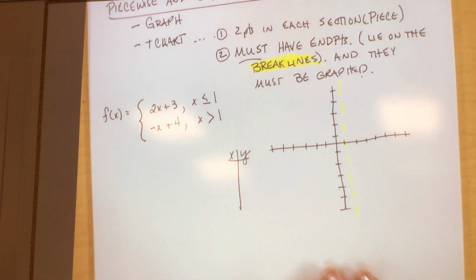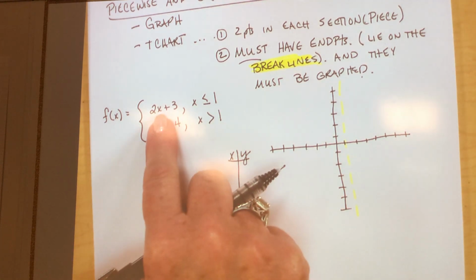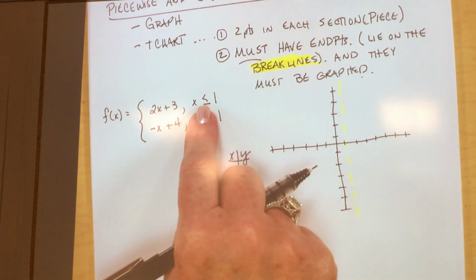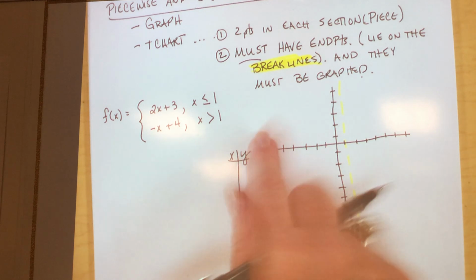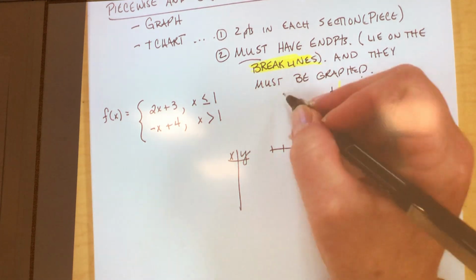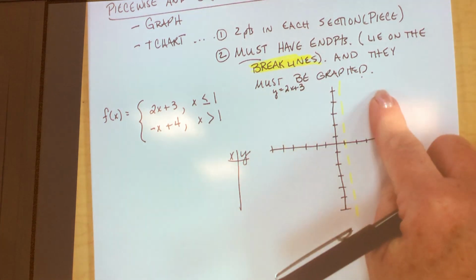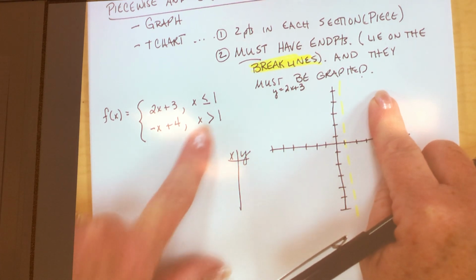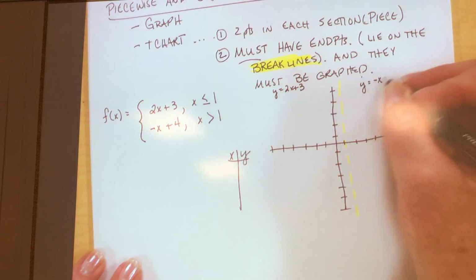Okay, so here's what I do. I like to put these lines where they belong, okay? So this line right here exists on which side of that dotted line? The left side. The left side over here, where x's are less than or equal to 1. And that would be on this side, okay? So y is equal to 2x plus 3. This other line right here, he exists where the x's are greater than 1, so that will be to the right of that line. So y is equal to negative x plus 4.